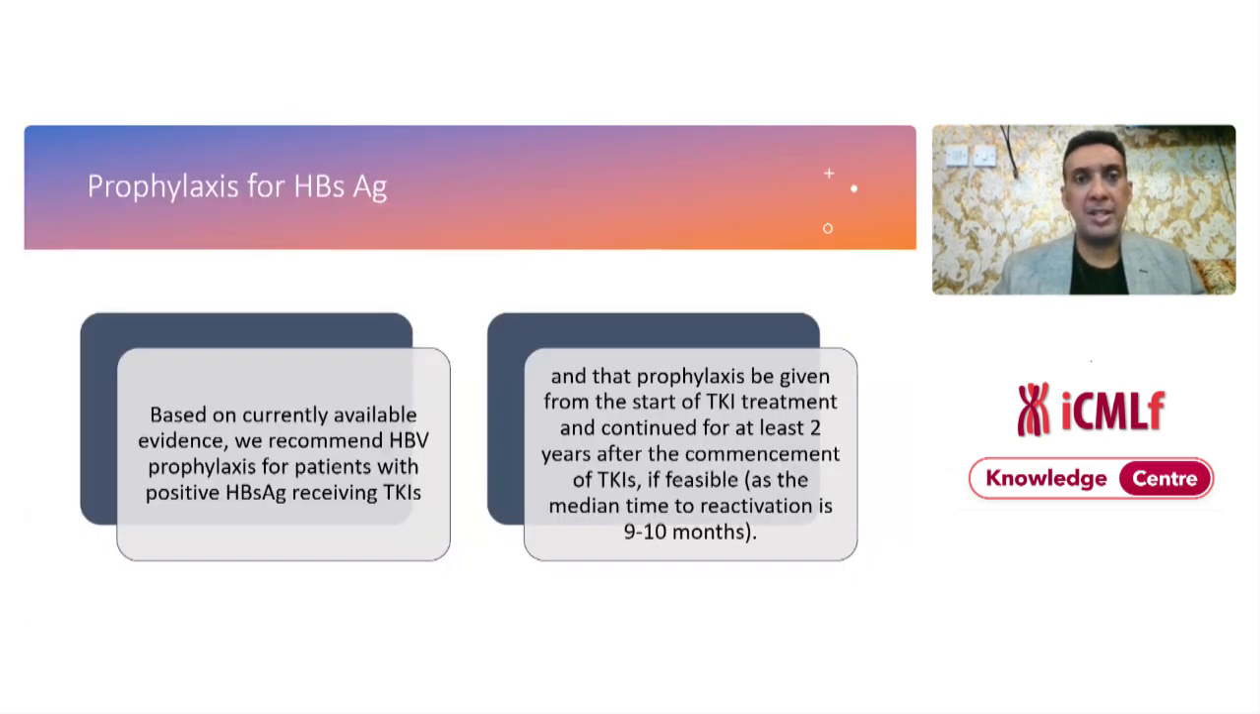What about the prophylaxis for hepatitis B surface antigen? Based on the currently available evidence, we recommend hepatitis B virus prophylaxis for patients with positive hepatitis B surface antigen receiving tyrosine kinase inhibitor. And prophylaxis should be given from the start of TKI treatment and continued for at least 2 years after the commencement of tyrosine kinase inhibitors, if feasible, as the median time to reactivation is 9 to 10 months.